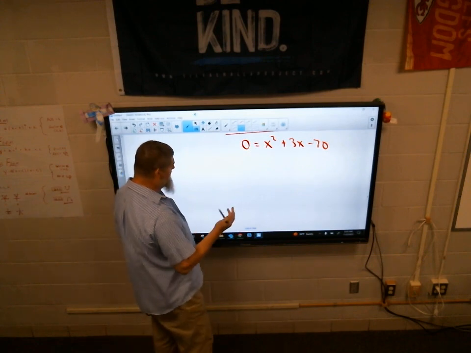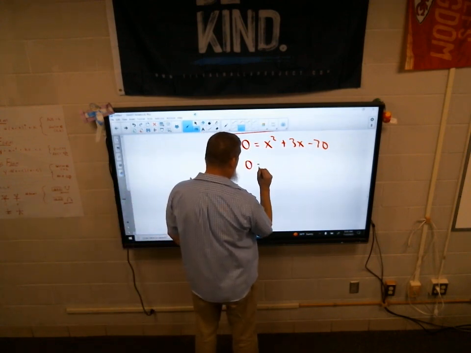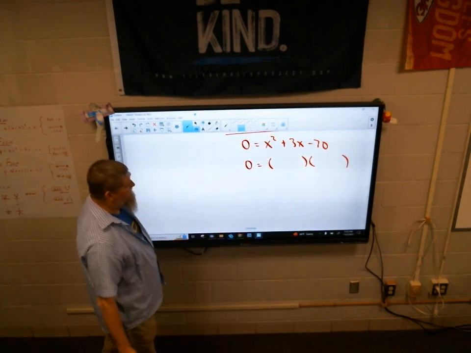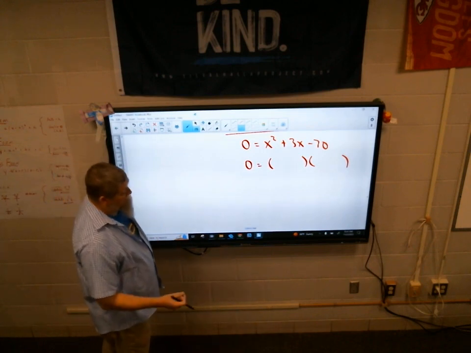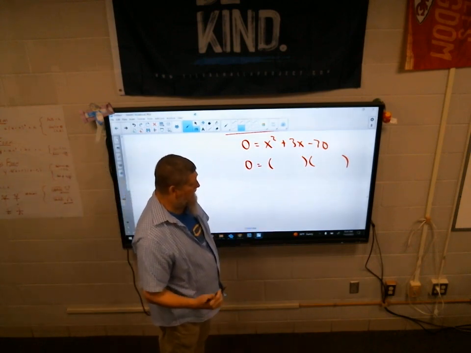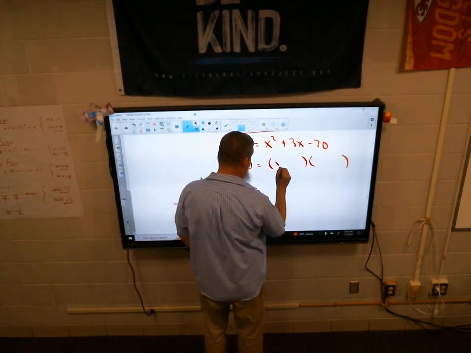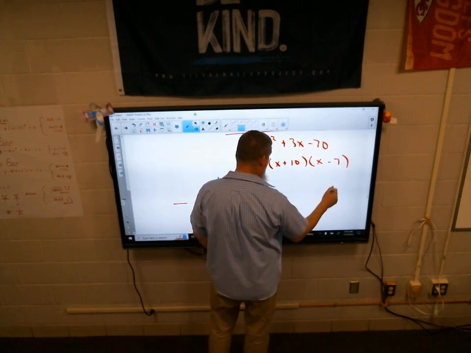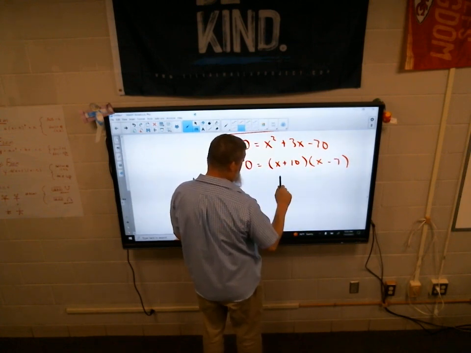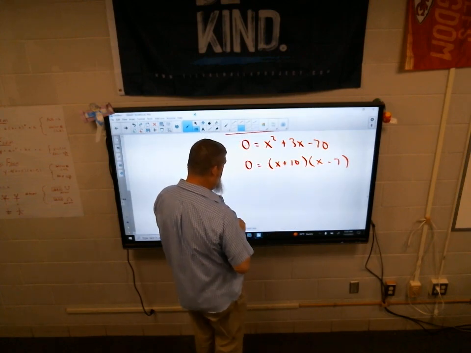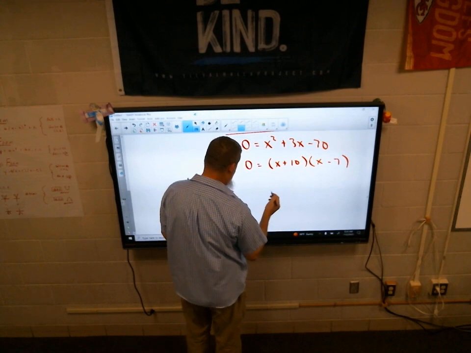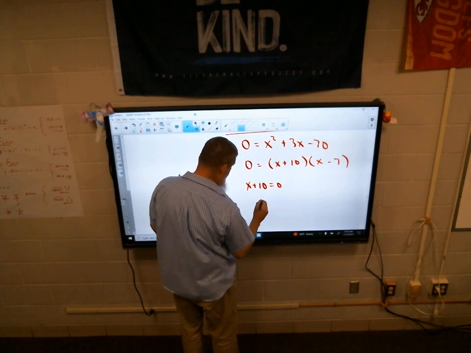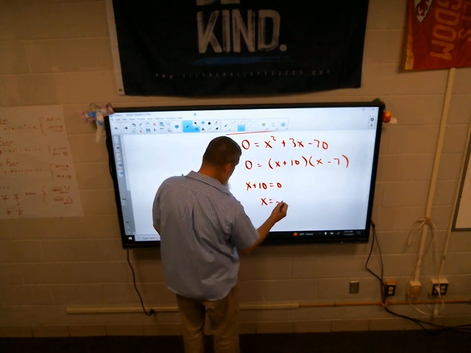So this one easily factors. I look at the factors of 70, what multiplies to equal negative 70 and adds to equal 3. So we have to have one positive, one negative. So it's obviously going to be x plus 10 and x minus 7. Because 10 times a negative 7 is negative 70. 10 plus a negative 7 is positive 3. All right, and then once again, when I have it in factored form, we go x plus 10 equals 0. So x has to equal negative 10.